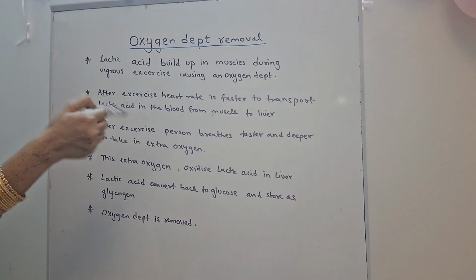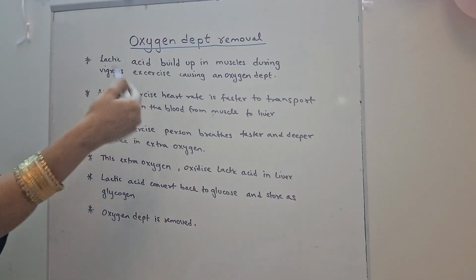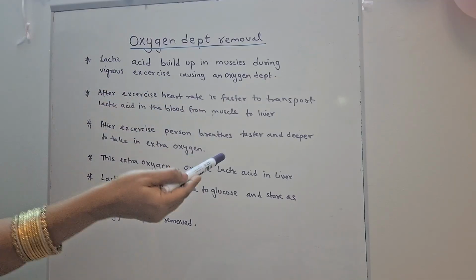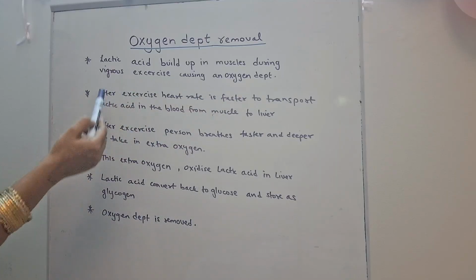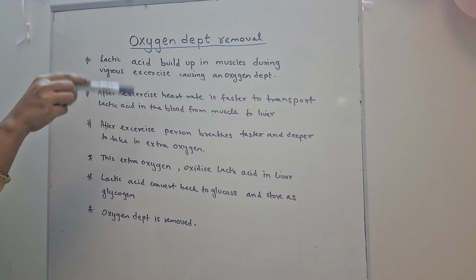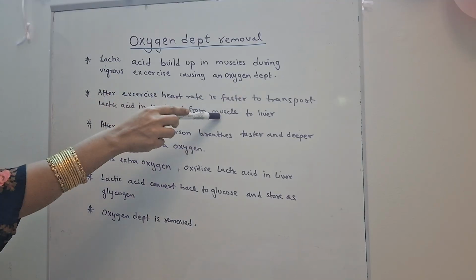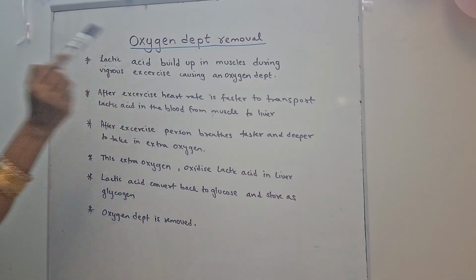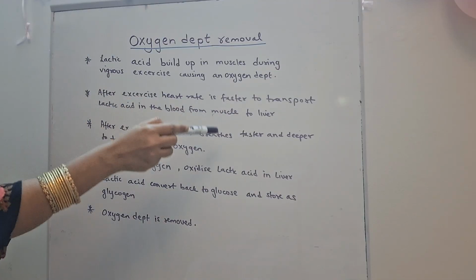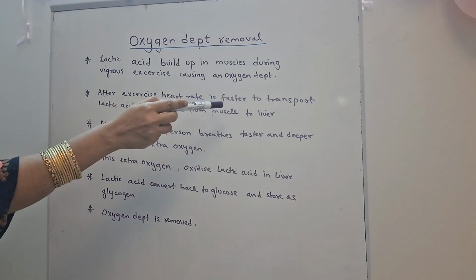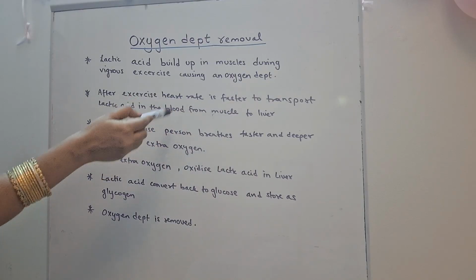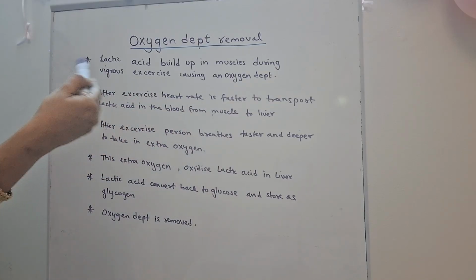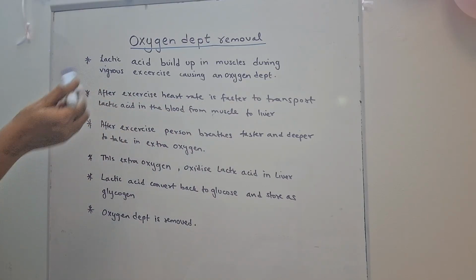So what happens? After exercise, heart rate increases. Why does heart rate increase? In order to transport this lactic acid formed during anaerobic respiration in muscle to the liver through the blood. And once the lactic acid reaches the liver, the person is breathing very fast and deeply after exercise in order to get more and more oxygen.